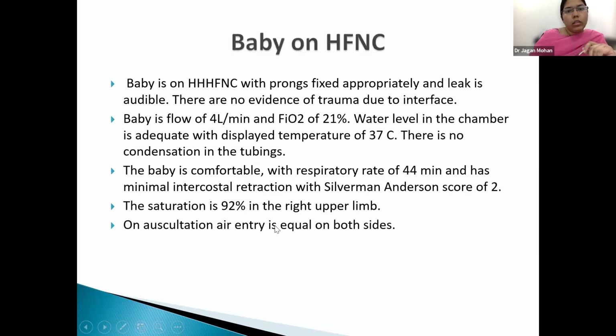On day 5 of life, the baby was on HFNC with prongs fixed appropriately and the leak audible. There is no evidence of trauma due to the interface. Baby is at a flow of 4 liters per minute and FiO2 of 21%.